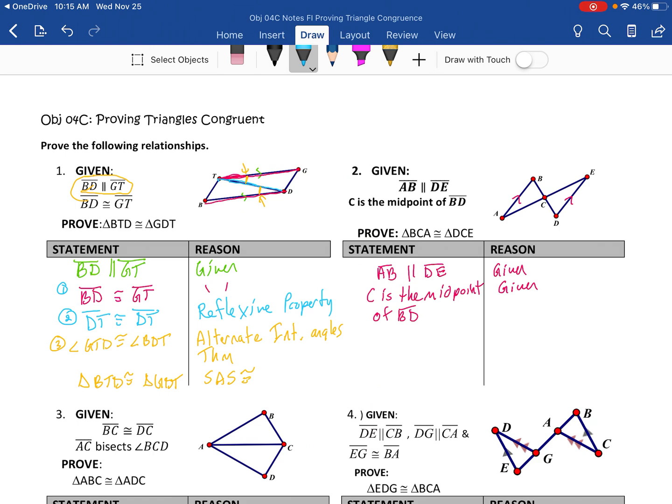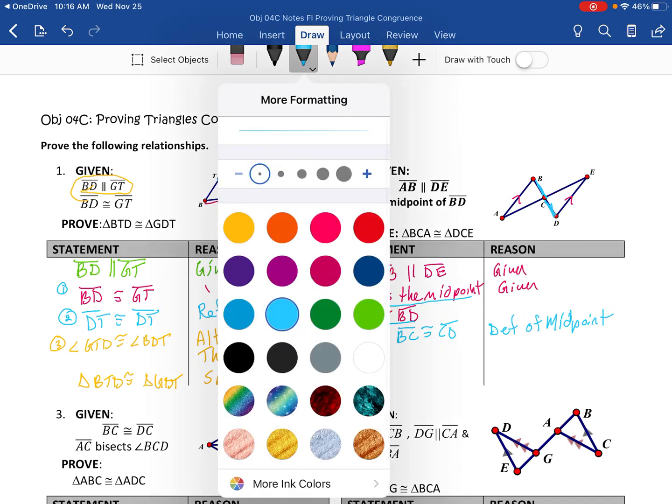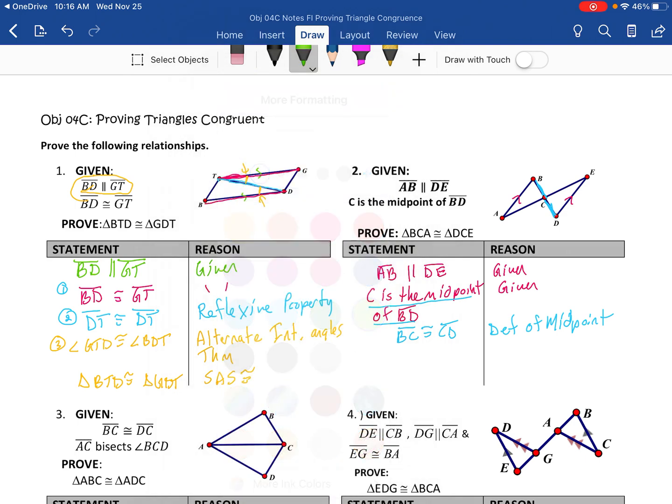But I look at what I'm given, and I think this is the easiest one: if C is the midpoint of BD, okay, then BC must be congruent to CD. And that's because, well, that's the definition of a midpoint. A midpoint divides a segment into 2 congruent parts. So definition of midpoint. Okay, now we're given that other piece of information we haven't used yet. So we have not used the fact that these 2 lines are parallel. AB is parallel to DE.